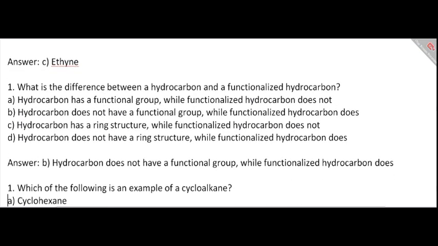Which of the following is an example of the unsaturated or double or triple bond containing structure? So option B and C are the correct answers. So ethene and ethyne are the correct answers.